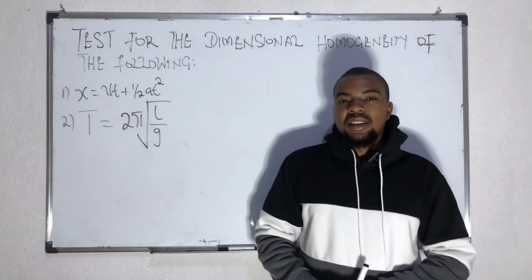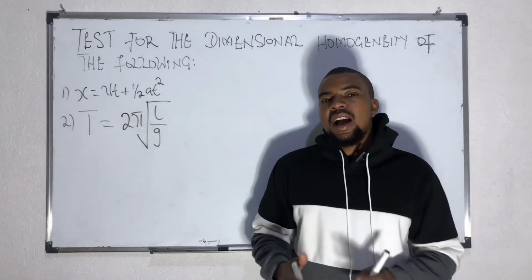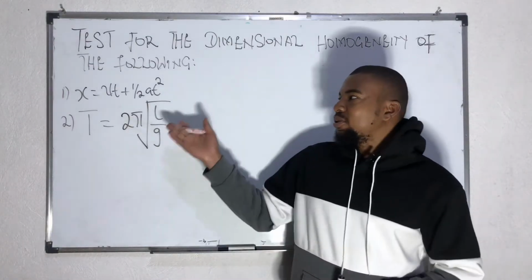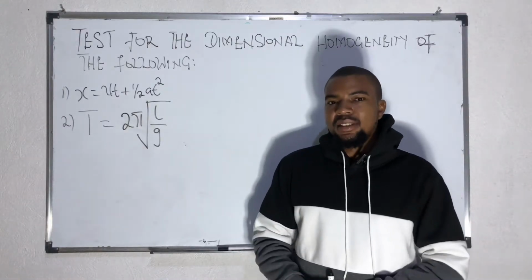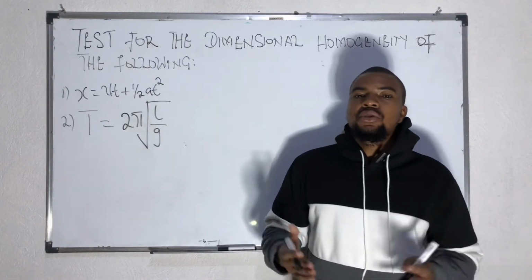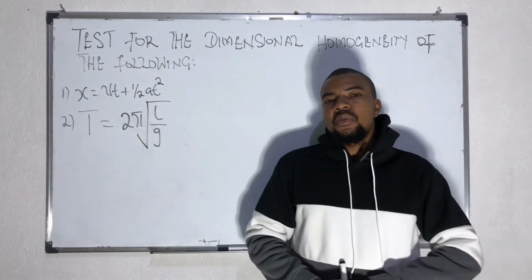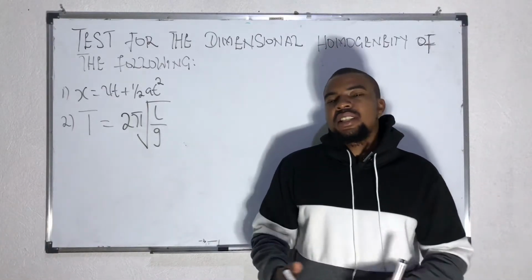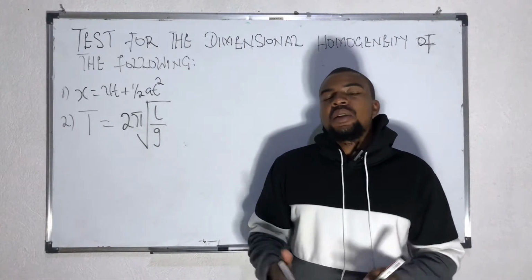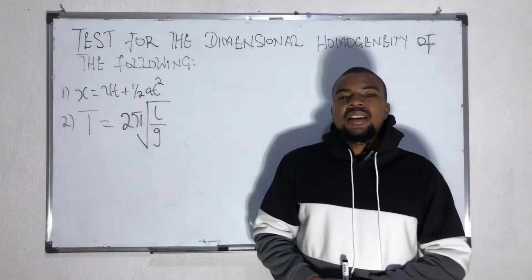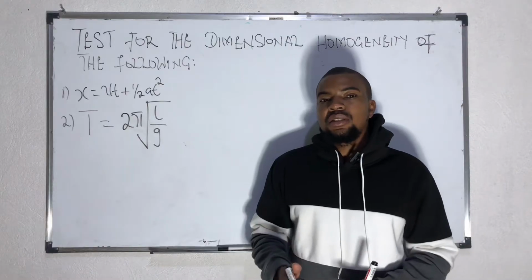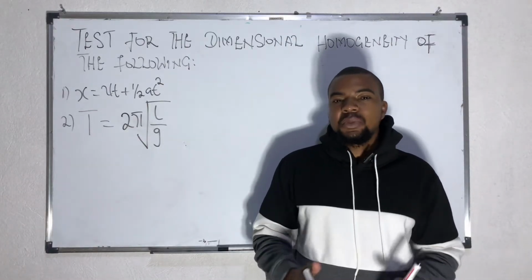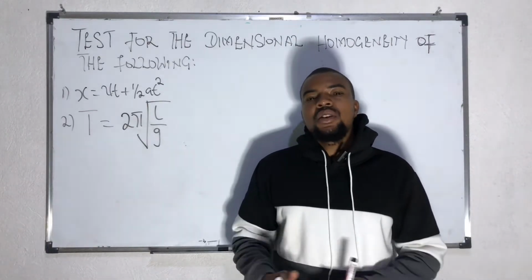In today's interesting lesson, I'm going to show you how to prove that these two equations are dimensionally homogeneous, or consistent. Before I start, I need to walk you through the principle of homogeneity. Now, what is this principle? Well, the principle of homogeneity states that expressions on both sides of an equation or a physical relation must be the same. What does that mean?